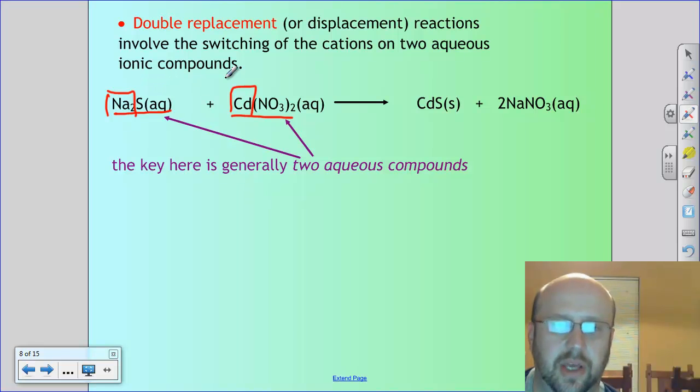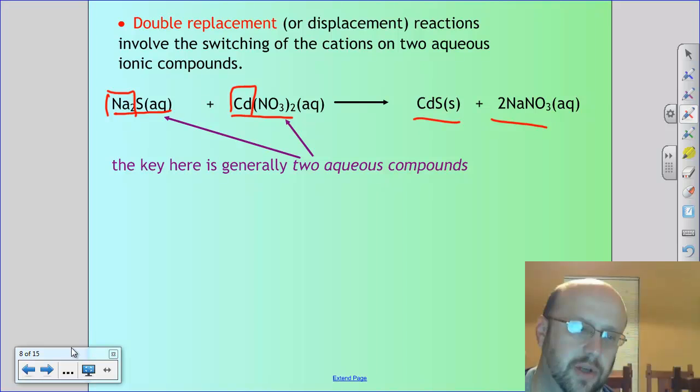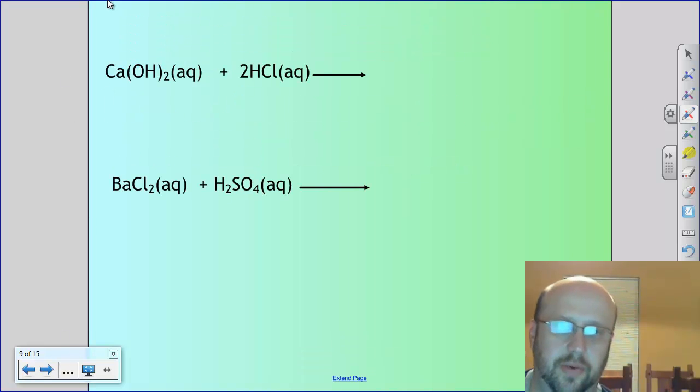So my sodium is going to replace my cadmium. My cadmium is going to replace my sodium. So that means I'm going to get cadmium sulfide, okay, right here, and I'm going to get sodium nitrate right here. Okay, so let's talk about how to find the products when we don't know them.